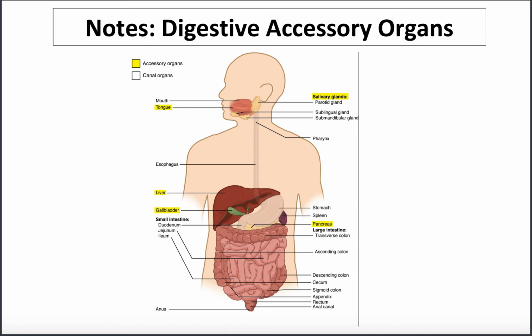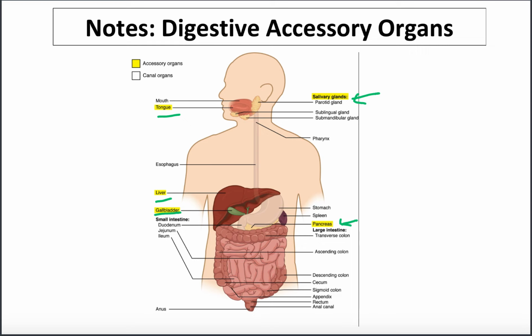Hi everyone, in this lesson we're going to go over digestive accessory organs. These are organs that are not part of the main GI tract. They are not the hollow tube that food passes through, but they add elements to the hollow tube of your mouth, esophagus, stomach, small intestine, and large intestine, to aid and facilitate digestion. So the accessory organs we're going to go over are the tongue, the liver, the gallbladder, the salivary glands, as well as the pancreas.